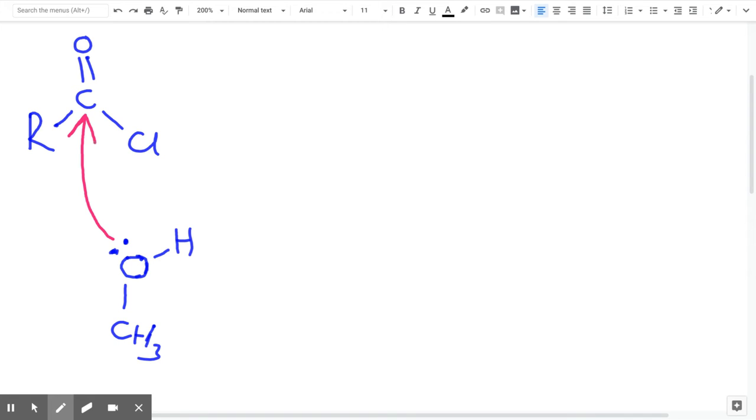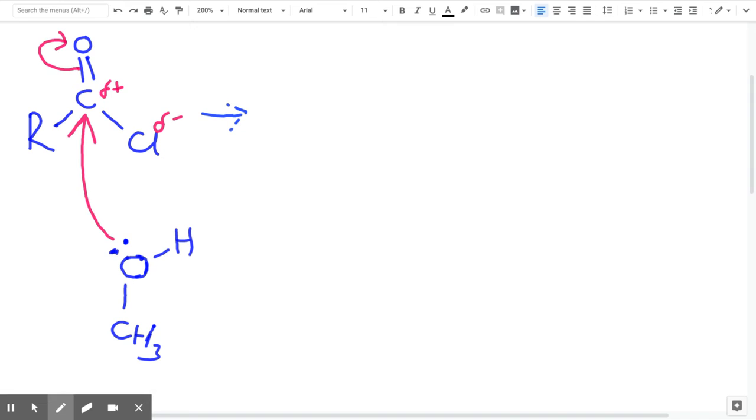This has a delta positive carbon, the delta minus is with the chlorine. But in this example, you may think that the chlorine is going to drop off, but it doesn't. What happens in a nucleophilic addition elimination mechanism is, first of all, we get an addition step. If the chlorine was to come off, it'd be a substitution. So in this one, we get these two molecules coming together, and we get, first of all, this addition step.